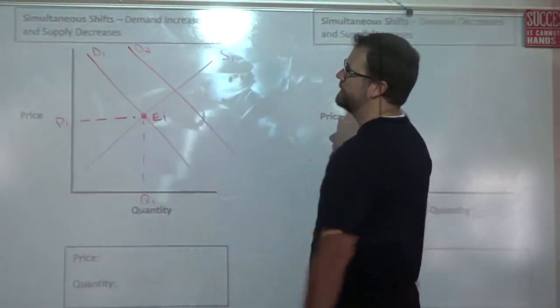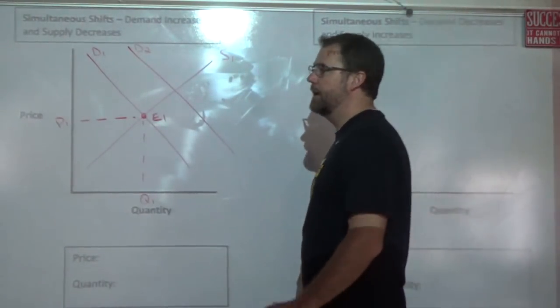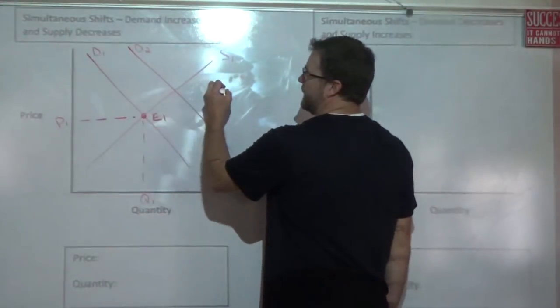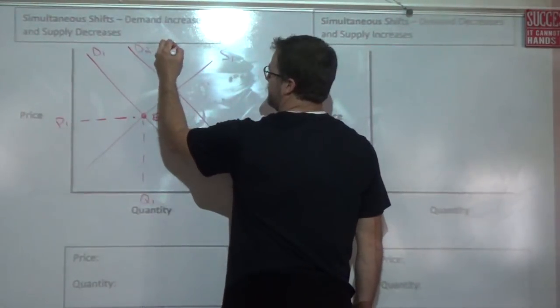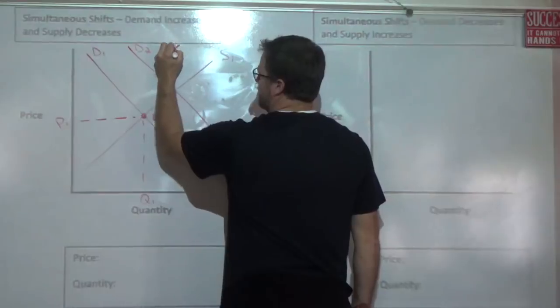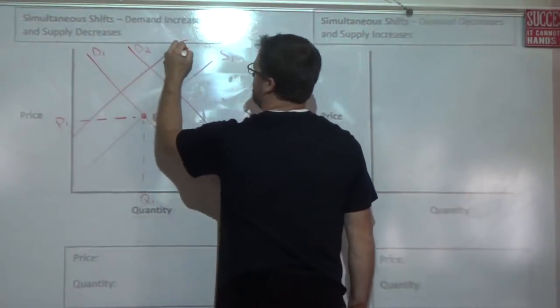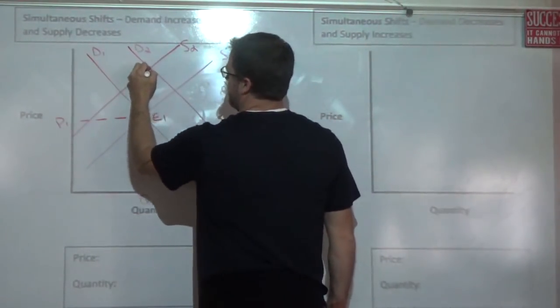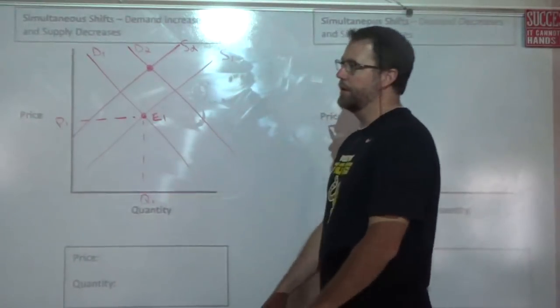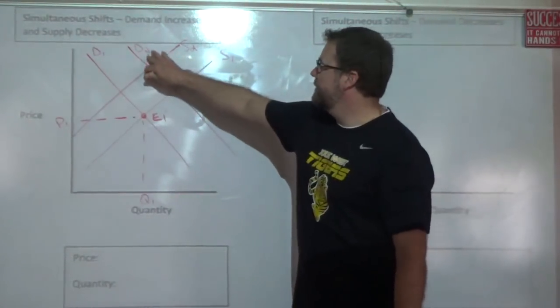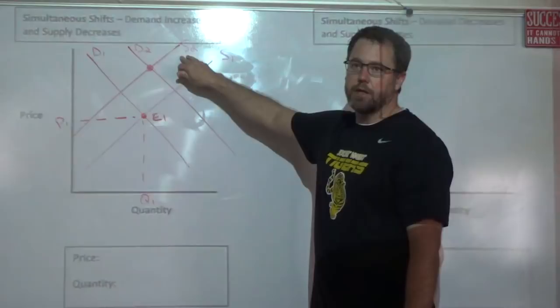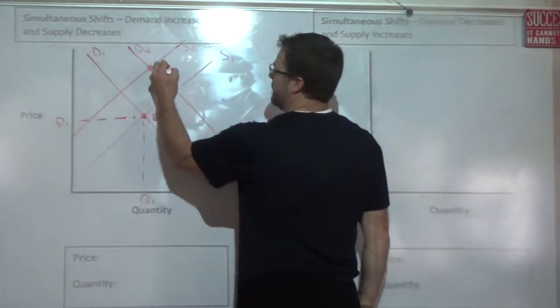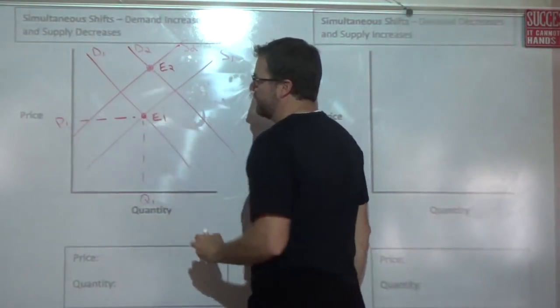And the second part says a decrease in supply. All right? So we have a decrease in supply, which is going to be a shift to the left. So this would be our S2. Now we can go ahead and make our new point, our new point of equilibrium where S2 and D2 match up. All right, so this is our E2 equilibrium point.